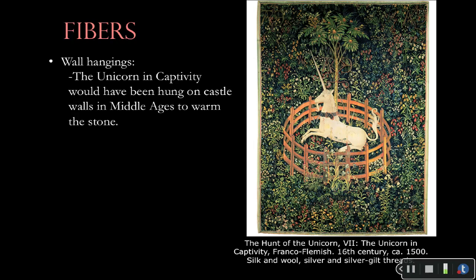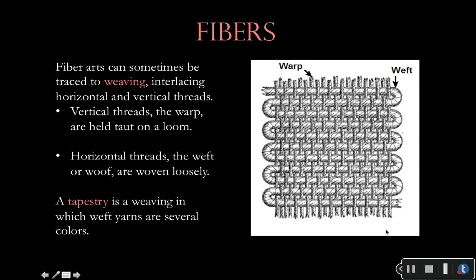A lot of the castles at this time, these cold castles, would have had these amazing tapestries, these wall hangings, not only for decoration but also for warmth. So how was a tapestry made? How was a weaving made?